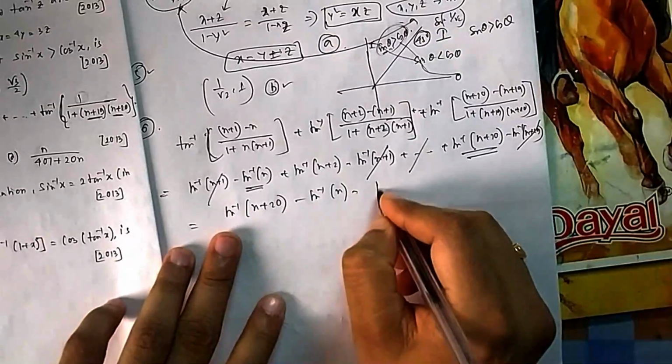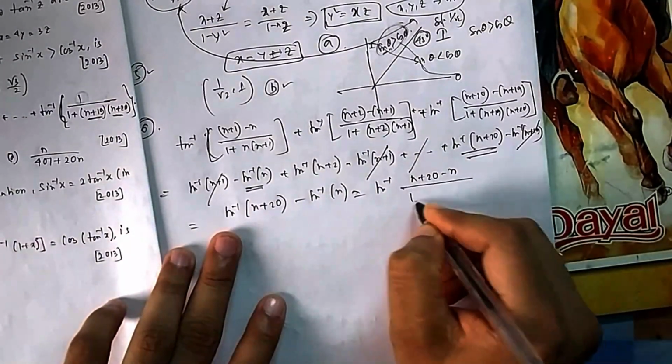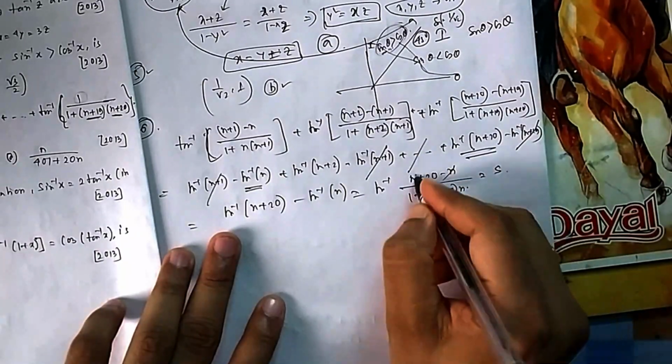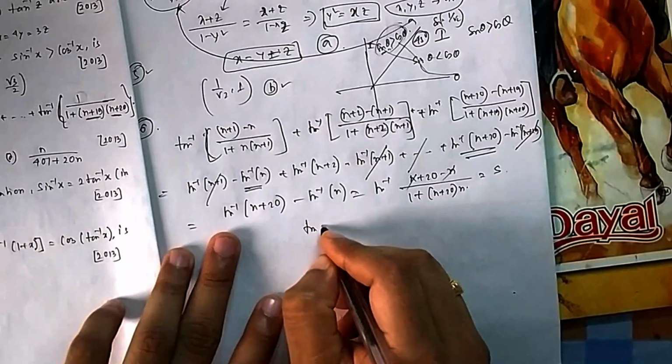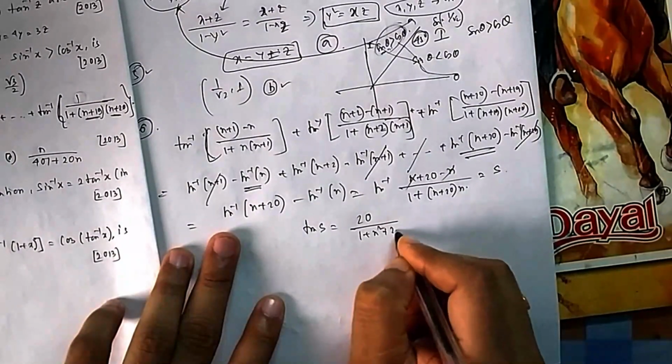Again, now you can apply tan inverse A minus B by 1 plus AB, which is equal to S, as they have given. So that means tan S equals 20 by 1 plus n square plus 20n.